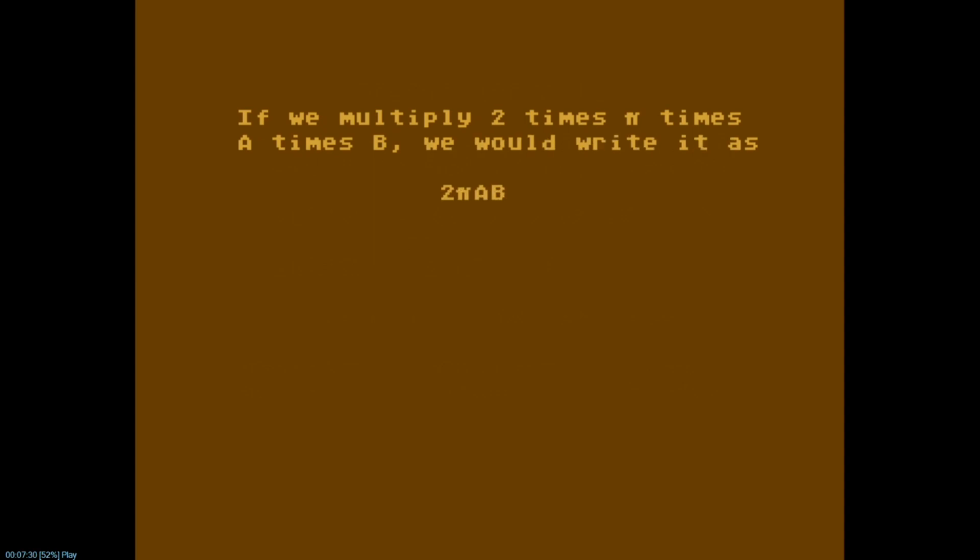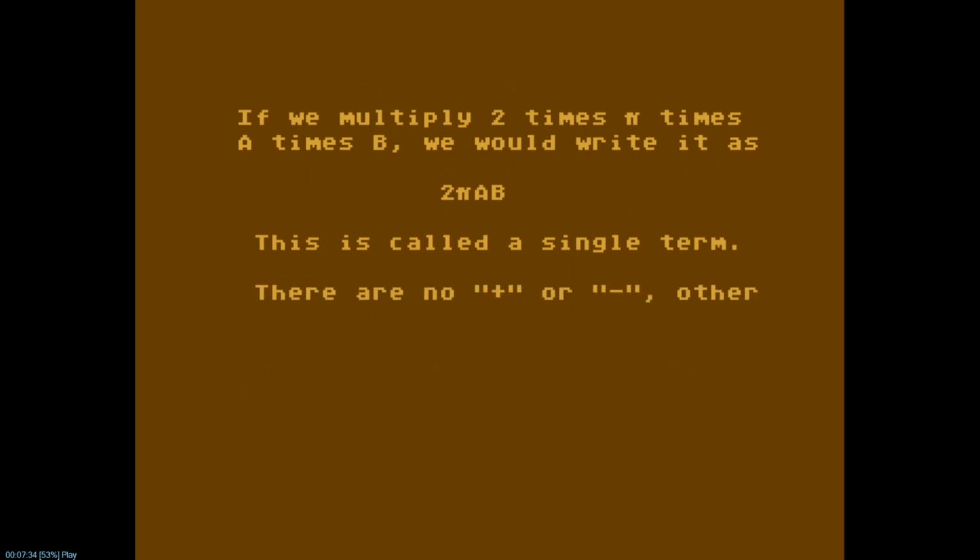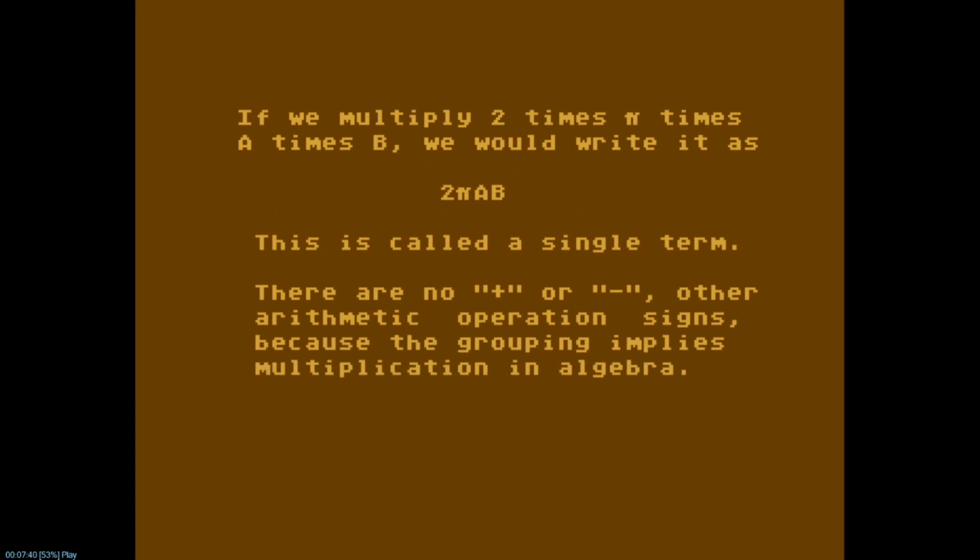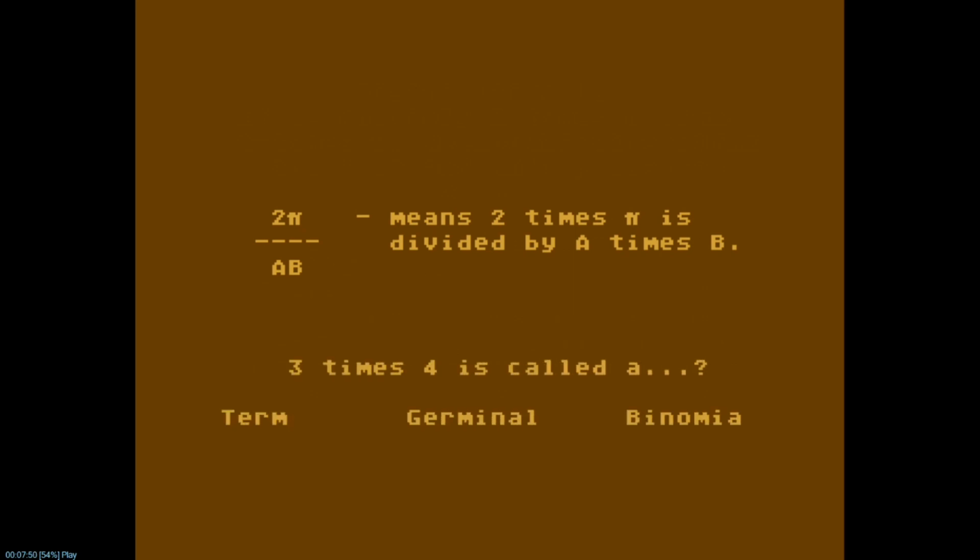Right. If we multiply 2 times pi times a times b, we would write it as 2 pi ab. This is called a single term. You can see there are no plus or minus or any other arithmetic operation signs, because the grouping implies multiplication in algebra. When we write 2 pi over ab, we mean that 2 and pi are multiplied together, and then divided by the product of a and b. What would you call 3 times 4?